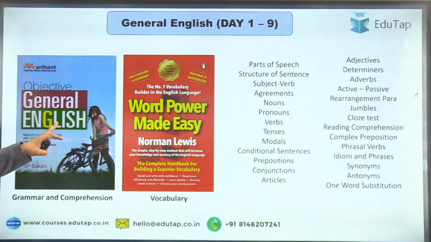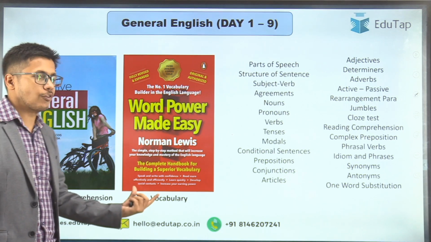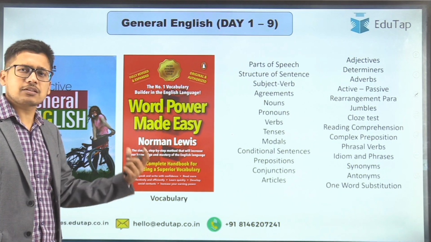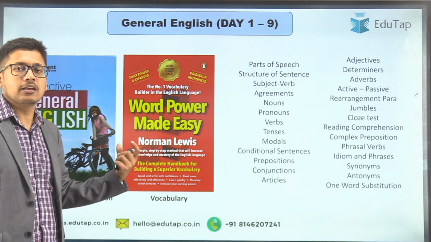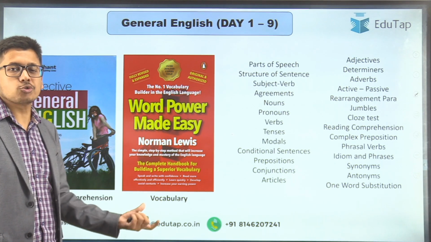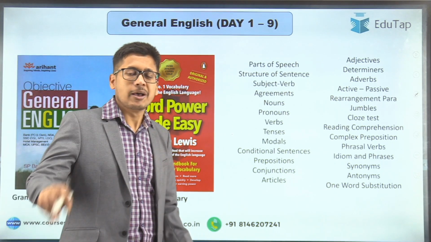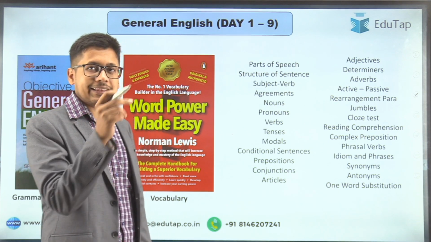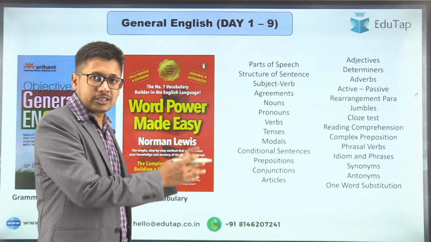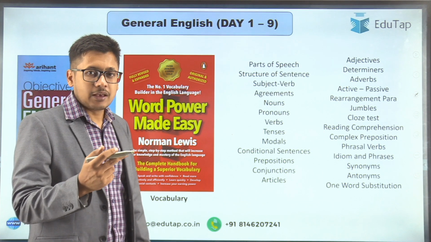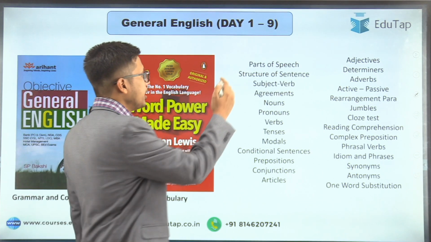You can use the book by Arihant, which is Objective General English. And for vocabulary, Word Power Made Easy is a very famous and very recommended book, which is used by various aspirants for various examinations. But the caveat here is that in the first 9 days you will have to read about all these different topics, but after that you will have to keep practicing 1 hour daily.